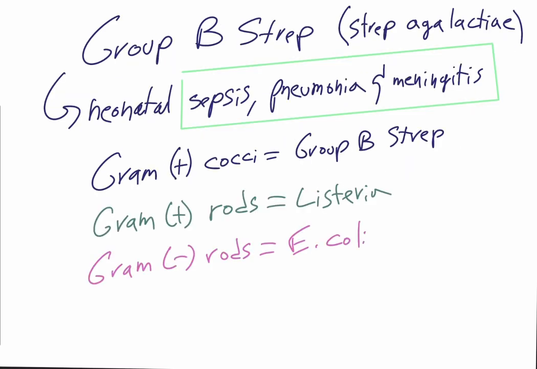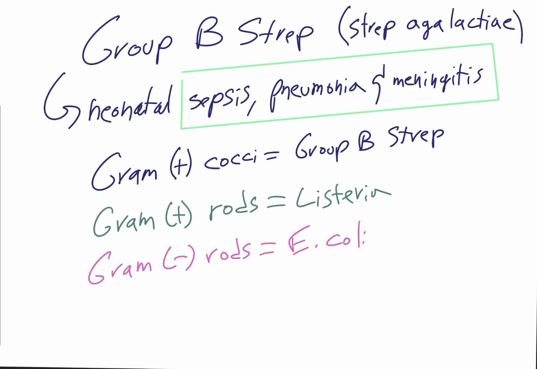All right, moving on to group B strep, that's Streptococcus agalactiae. This is a major cause of neonatal sepsis, pneumonia, and meningitis. If you have a neonate with sepsis, pneumonia, and meningitis, and it shows gram-positive cocci, then you think group B strep. If it shows gram-positive rods, then you think Listeria. And finally, if it's gram-negative rods, then you think E. coli. So gram-positive cocci, that's group B strep. Gram-positive rods, that's Listeria. Gram-negative rods, that's E. coli.